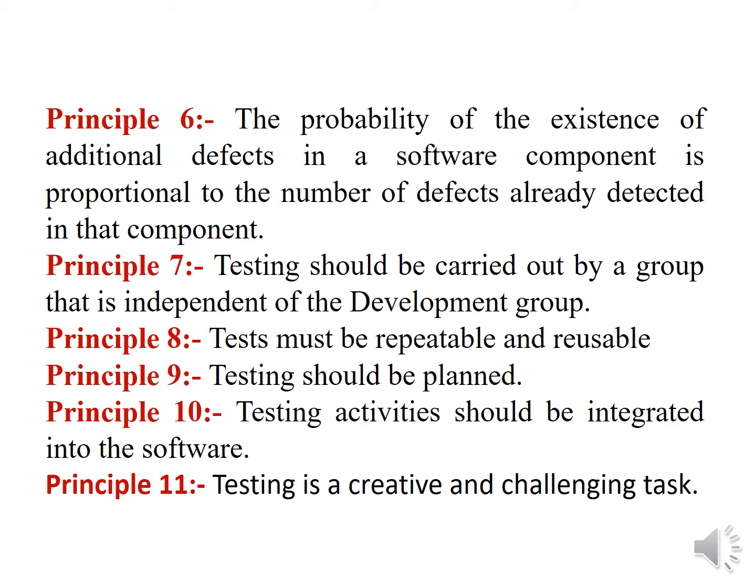Coming to principle 7: testing should be carried out by a group that is independent of the development group. It is not easy to convince developers that their product holds faults. At the same time, the tester also has to understand that developers will be proud of their work. So in practice, it is hard to locate the defects by themselves. If the testing is not successful, it is hard to know where the faults are in the product. There is a possibility of misunderstanding the requirements and specifications of the software.